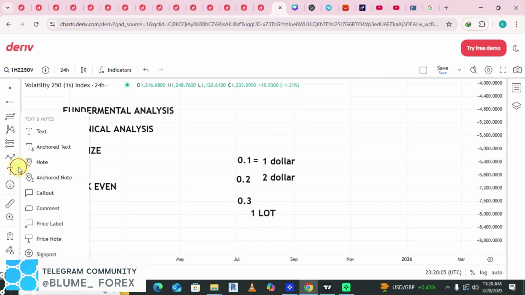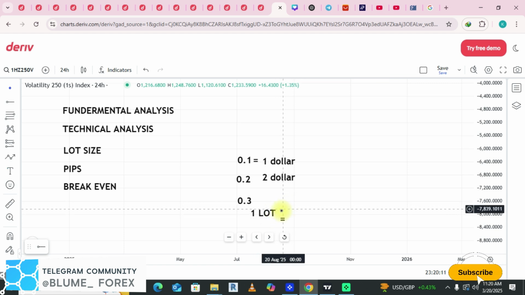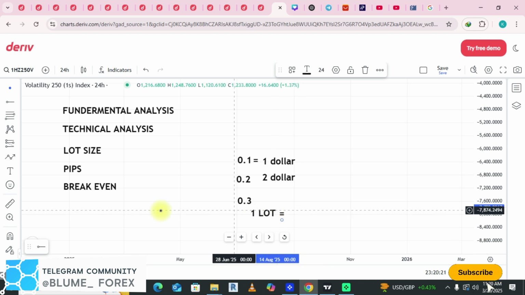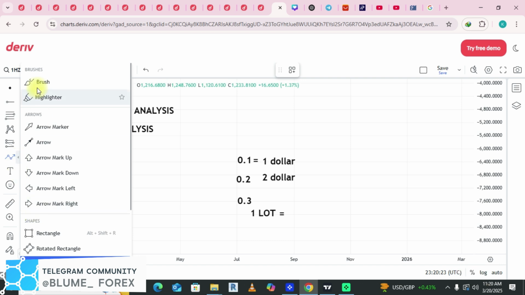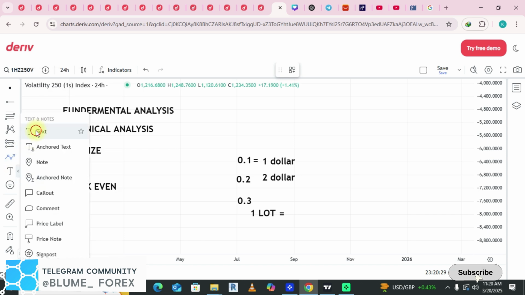Now when we get to one lot, you can guess it, every pip will be worth $10. Because with 0.9, every one pip will be worth $9. So with one lot, every one pip will be worth $10.